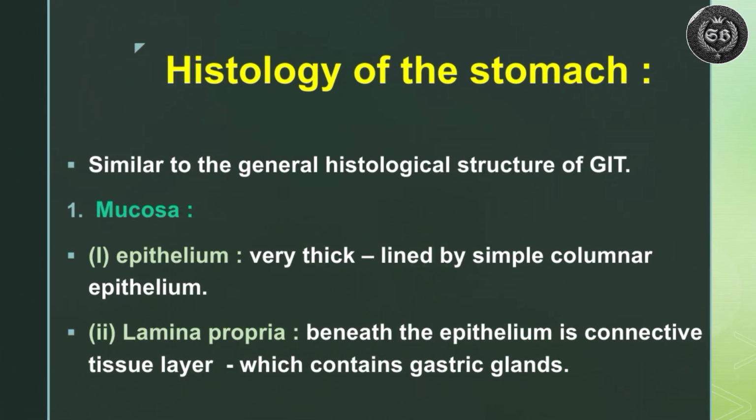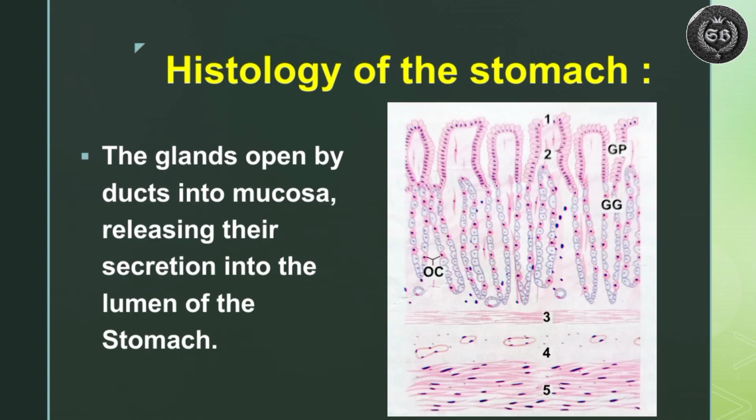Histology of the stomach. The histology of the stomach is similar to the general histological structure of the gastrointestinal tract. First layer is mucosa. The mucosa layer is also divided into 3 layers. First is epithelium. The epithelium layer is very thick and lined by simple columnar epithelium. Second layer is lamina propria. Beneath the epithelium is a connective tissue layer which contains many gastric glands. These glands open by ducts into the mucosa, releasing their secretion into the lumen of the stomach.